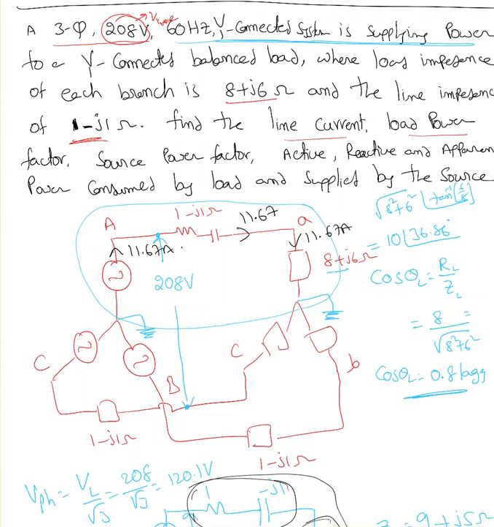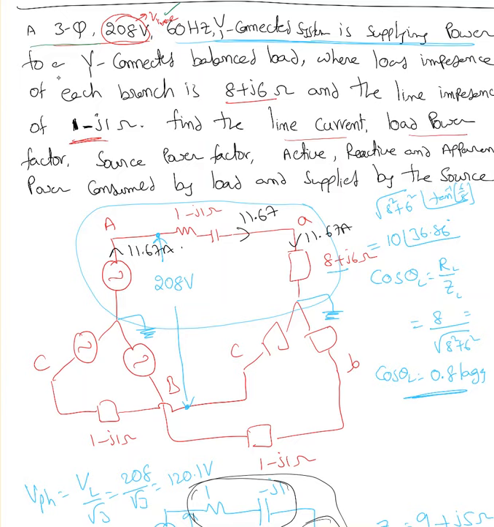Here is the next example. In this example, he gave us a three-phase 208 volts. So remember, whenever it's a three-phase system, the given value is always a line voltage. So 208 volts is a line voltage. A 60 Hertz Y connected system is supplying power to a Y connected balanced load.